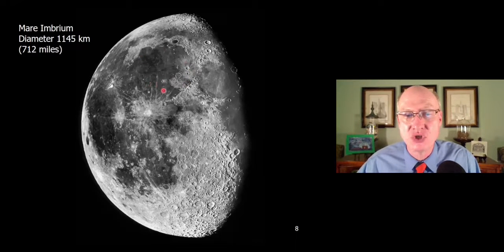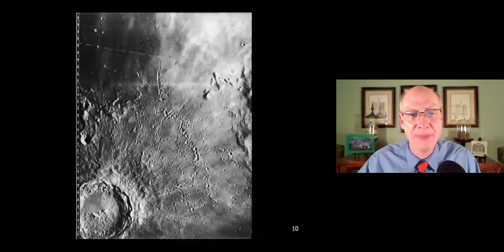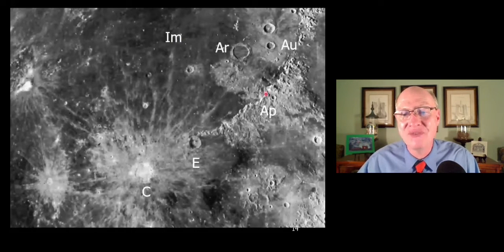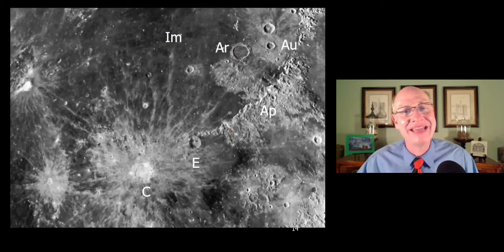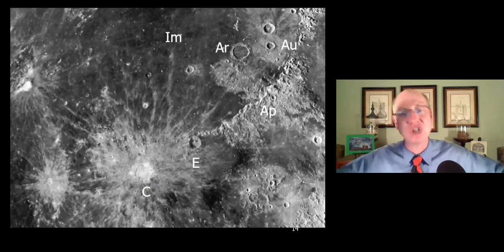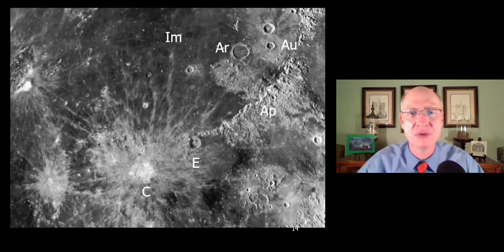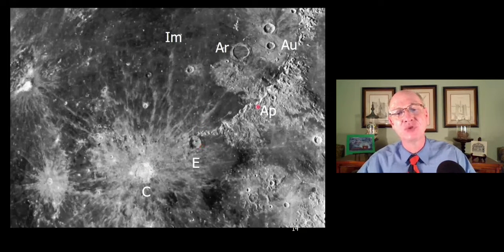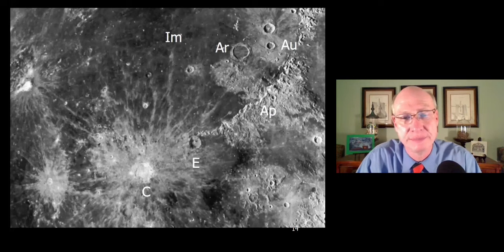The lava would have been destroyed. It had to come later. Even these craters just outside the rim would have been destroyed. They had to come later. The thing in this picture that has to be the oldest is the Apennine Mountains, because the Apennine Mountains sit below everything else. When they were made as the rim of that giant crater, that impact would have destroyed Archimedes and Autolycus and the lava flow, and it would have destroyed Copernicus and Eratosthenes. So the Apennine Mountains have to be the oldest.